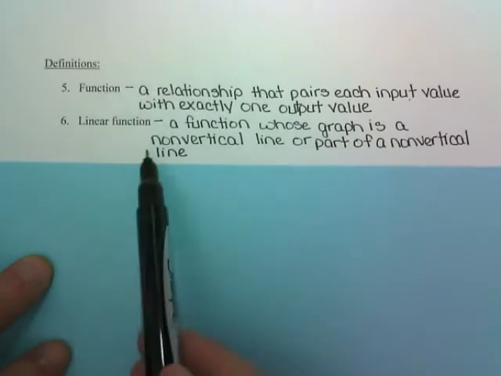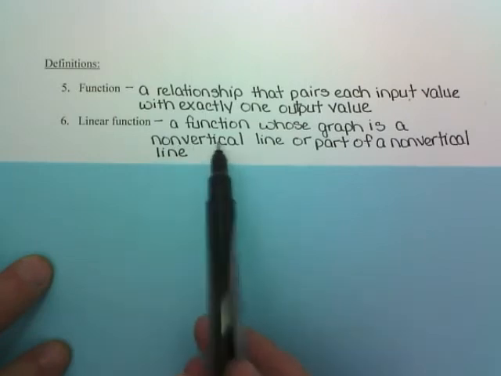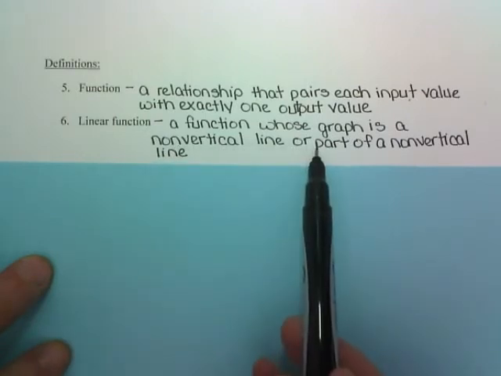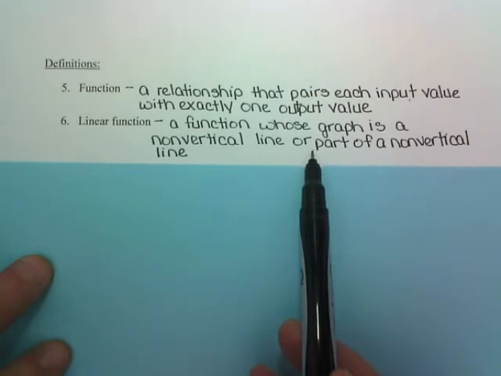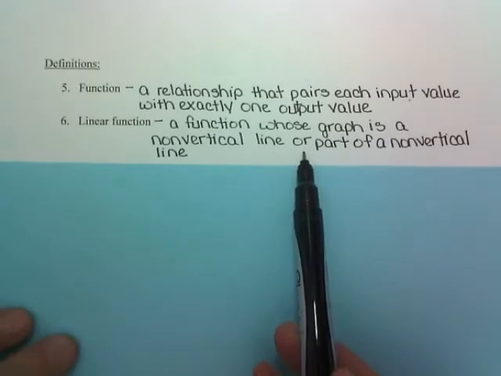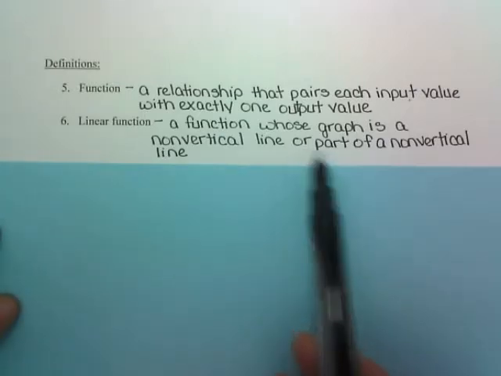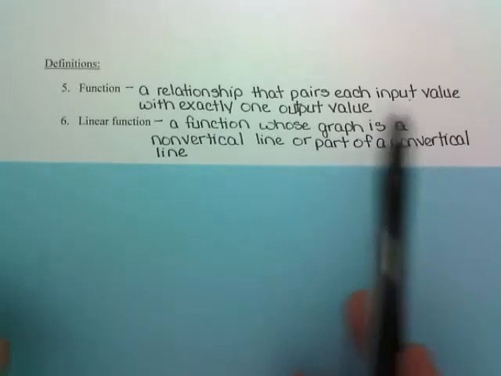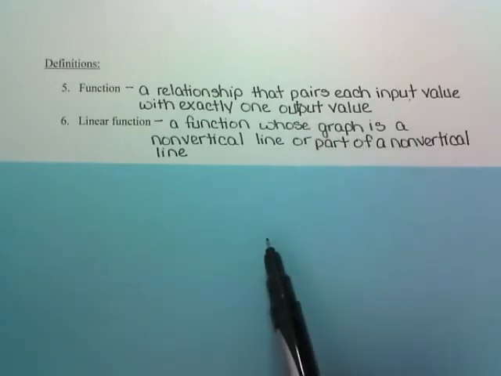So any other line, as long as it's non-vertical, and it's a part of a line, so just like our last example, it was a function, and it could be linear if we connect all the dots and draw the line if that were necessary, and each input value had exactly one output value.